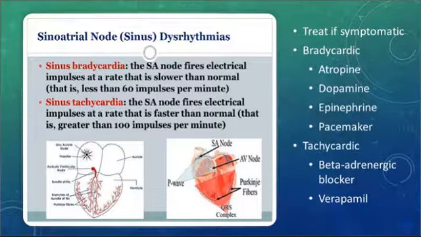Dysrhythmias or abnormal rhythms that come from the sinus node are sinus bradycardia or sinus tachycardia. Bradycardia is a very slow rhythm, less than 60. Tachycardia is greater than 100. Only treated if symptomatic. Bradycardia is treated with atropine, dopamine, epinephrine, or pacemaker. We're going to talk about that some more. Tachycardia is a heart rate greater than 100. If they are symptomatic, they're treated with a beta blocker or verapamil, which is a calcium channel blocker.